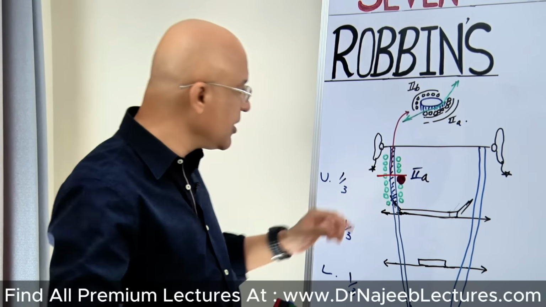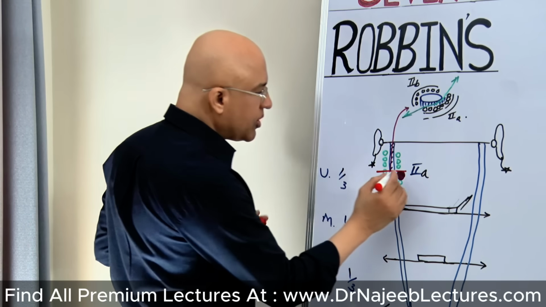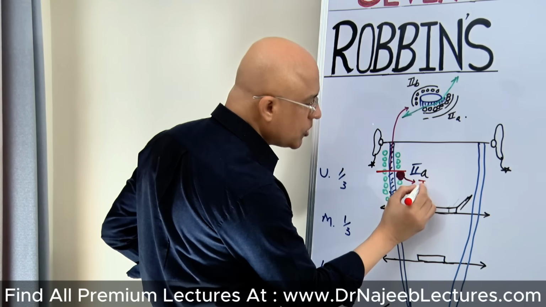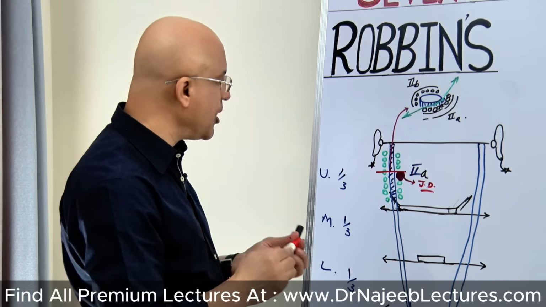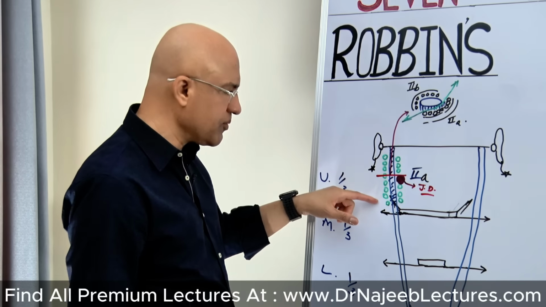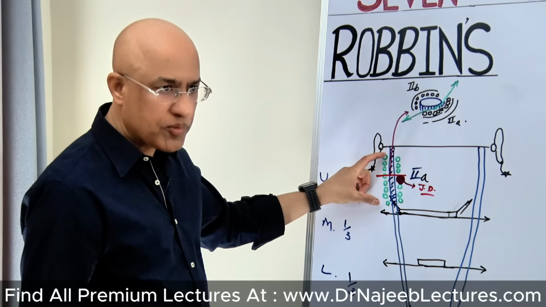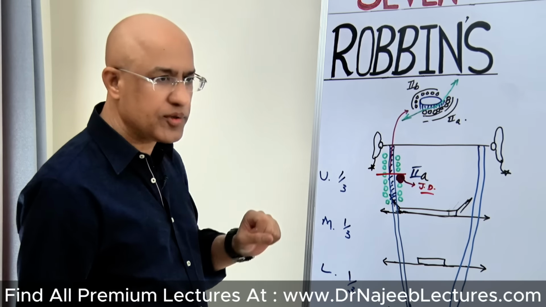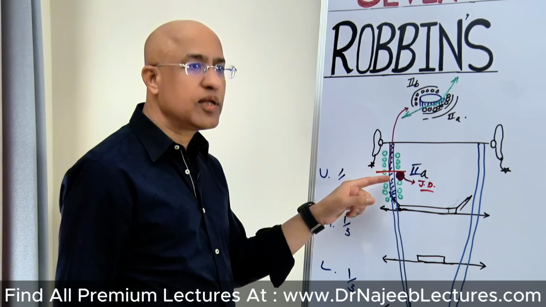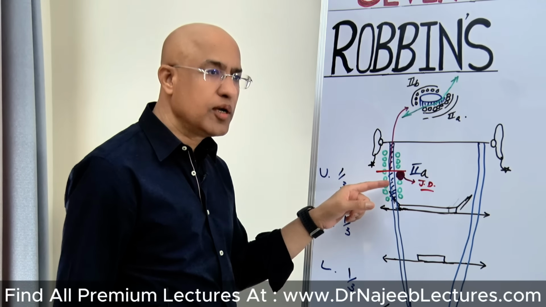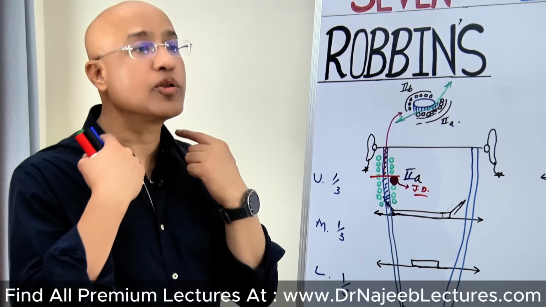What is the name of this? This jugulodigastric lymph node, which is one of the members of deep cervical lymph nodes at level 2, right? Why am I highlighting it? Because every doctor must know that this is the main lymph node which drains palatine tonsils.